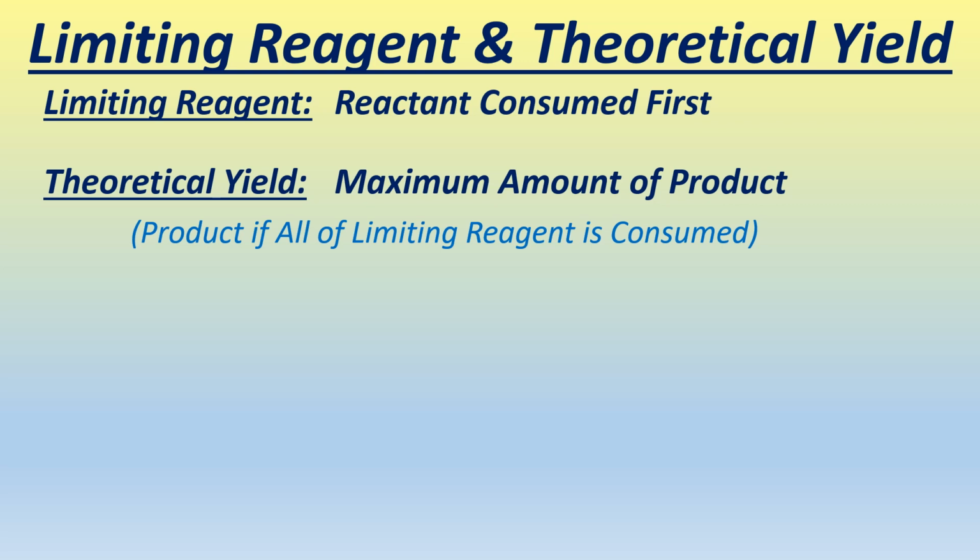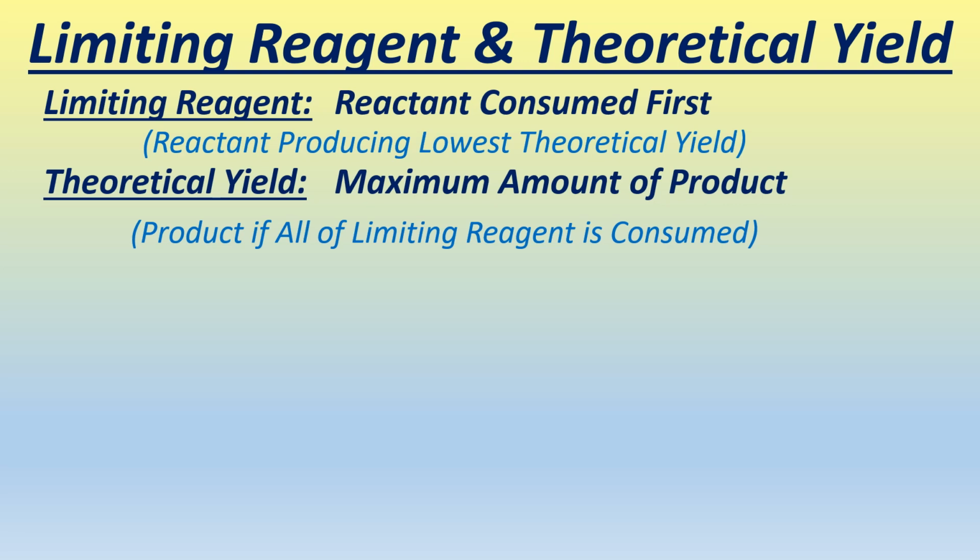This leads to an alternate way of looking at the limiting reagent. Very simply, the limiting reagent is going to be the reactant that produces the lowest theoretical yield. How this works can best be shown in an example.